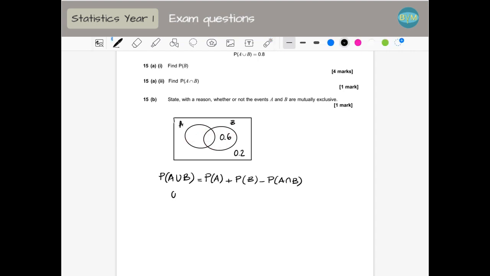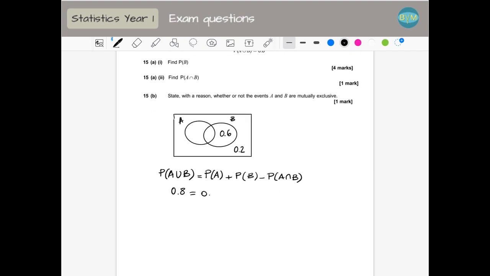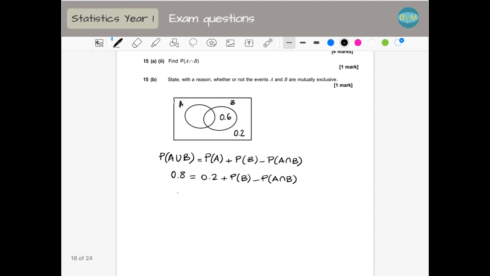Probability of the union is given and is 0.8. Probability of A is 0.2. Probability of B, we need to find it. And we have probability of the intersection. But we know A and B are independent, so we know that the probability of the intersection is going to be the product of probability of A and probability of B. And probability of A is 0.2 and probability of B, we don't know. But we are going to be able to substitute this here. So we have an equation with just probability of B.